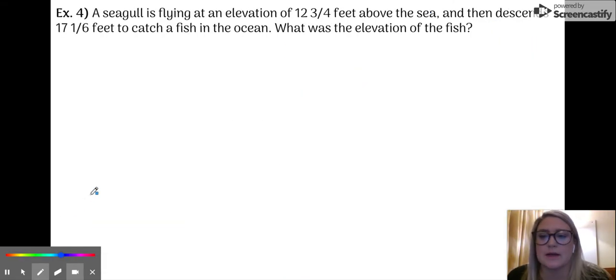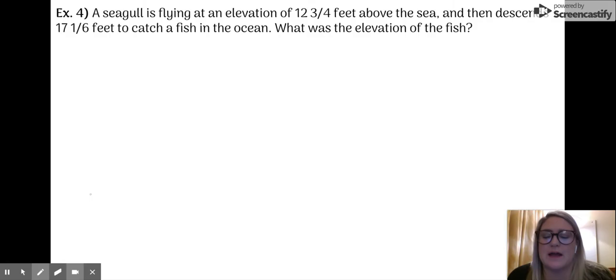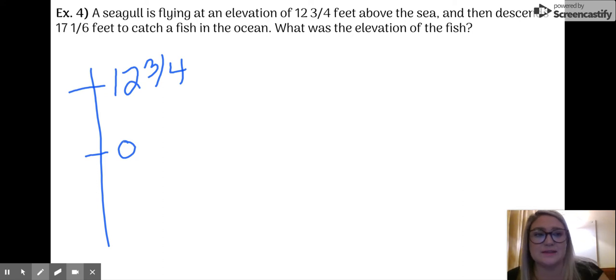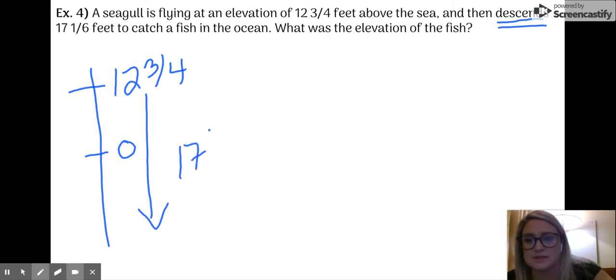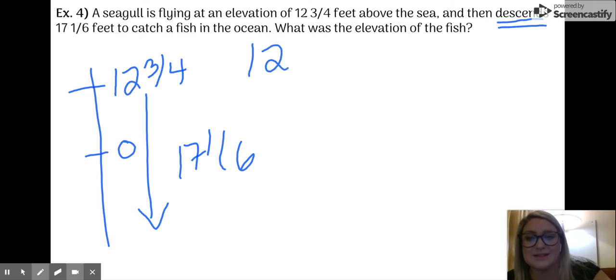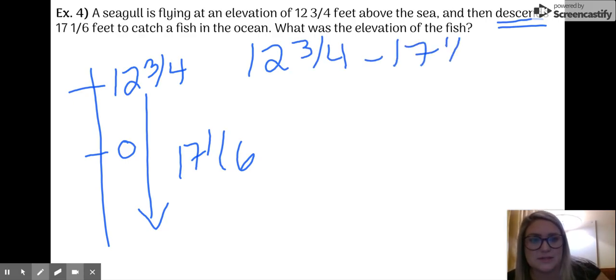All right, here's our next example, another kind of up or down situation with a seagull. So the seagull is flying at an elevation of 12 3/4 feet above sea level. So here's our above sea level. And then it descends 17 1/6 feet. So like before, ascend meant to go up, descend means to go down. So we are going to model this as a negative. So 12 3/4 subtract 17 1/6.